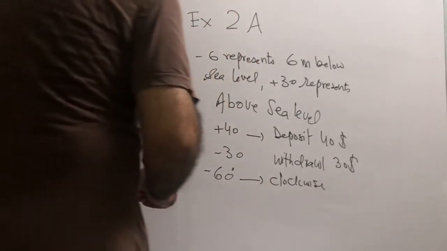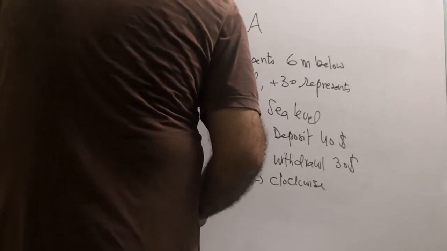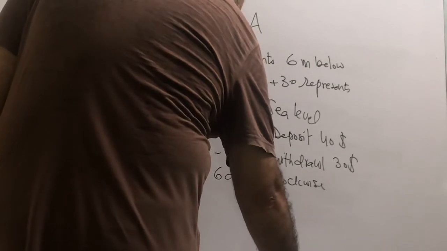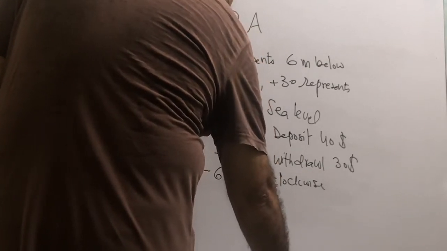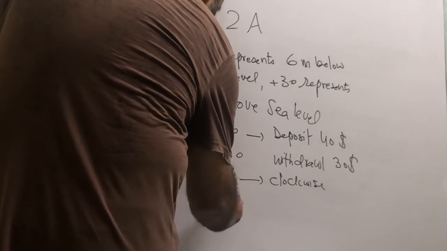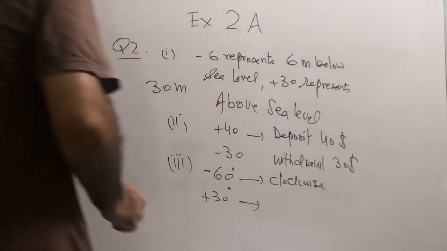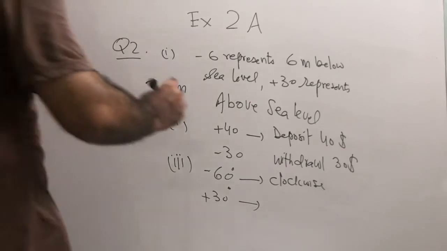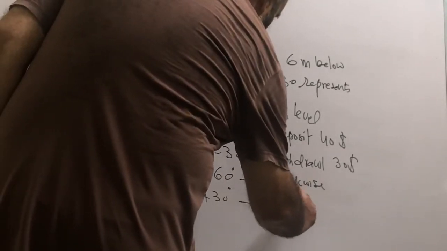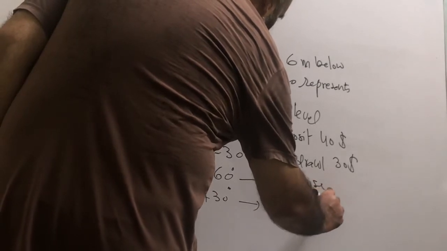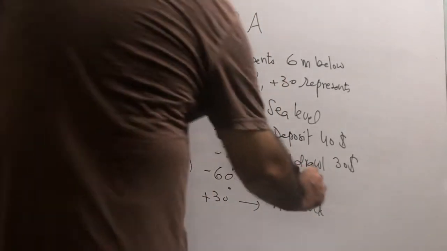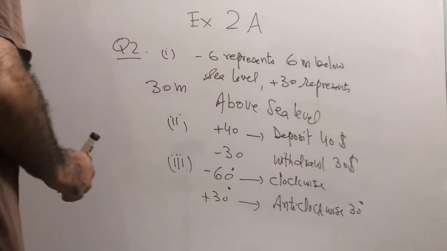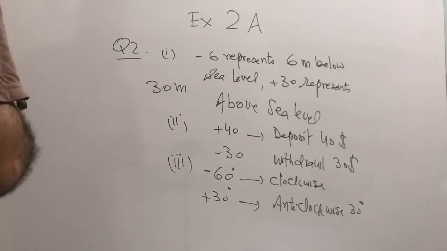If minus 60 represents a clockwise rotation of 60, what is the meaning of plus 30 degree? Okay. If minus represents clockwise, then plus represents anti-clockwise. A-N-T-I, anti, it is sometimes called anti-clockwise 30 degree. Okay. This is the answer for part C.